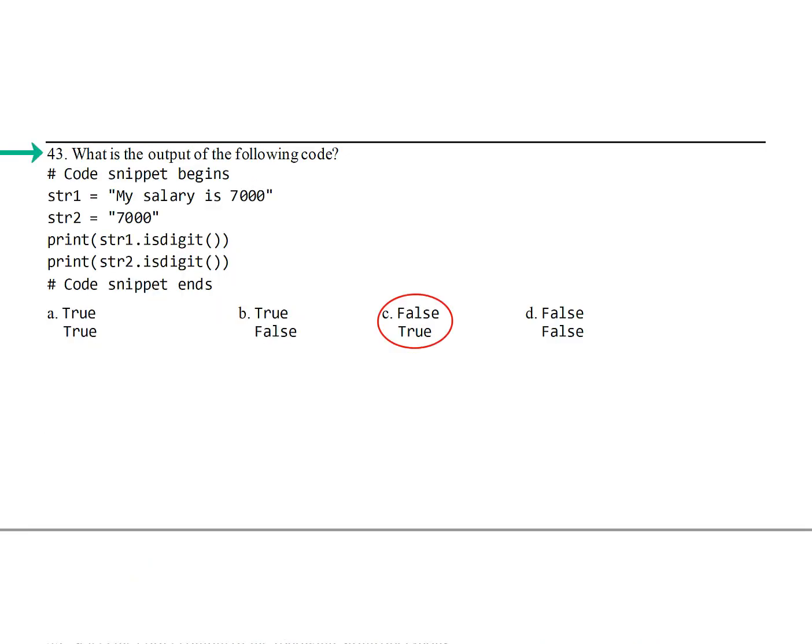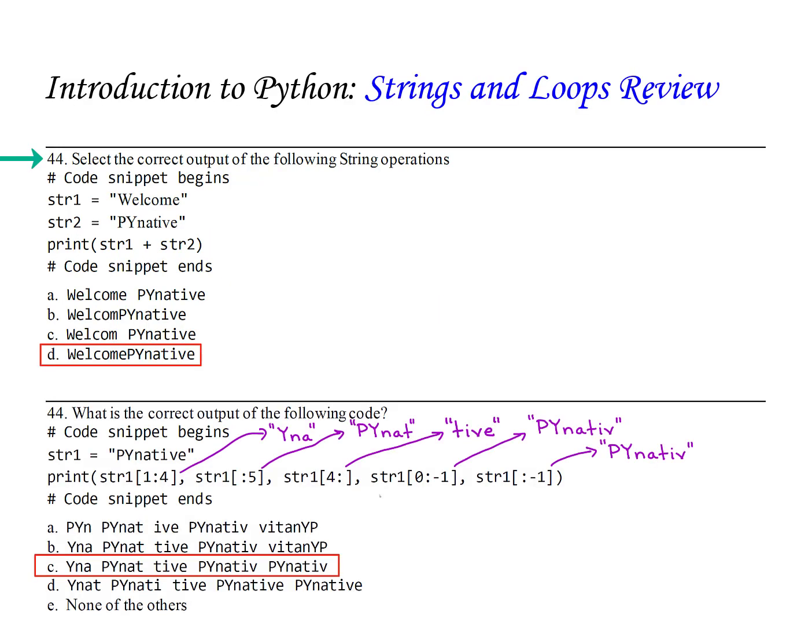What's the output of the following code? Is string 1 all digits? No. It has alphabetics there, so the answer is false. So first this code would print false. Is string 2 all digits? Yes. So C, false, followed by true. This one is simple string concatenation. And notice you'd concatenate those with no spaces.